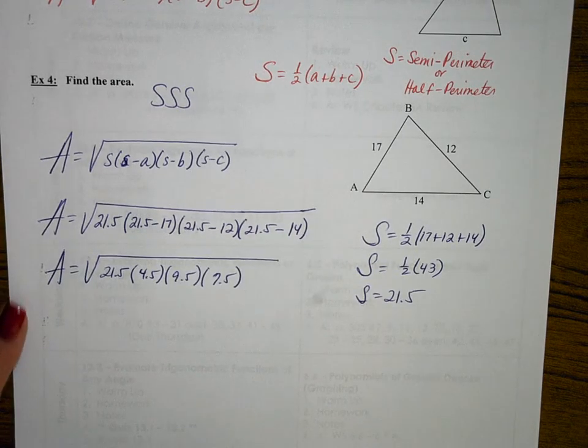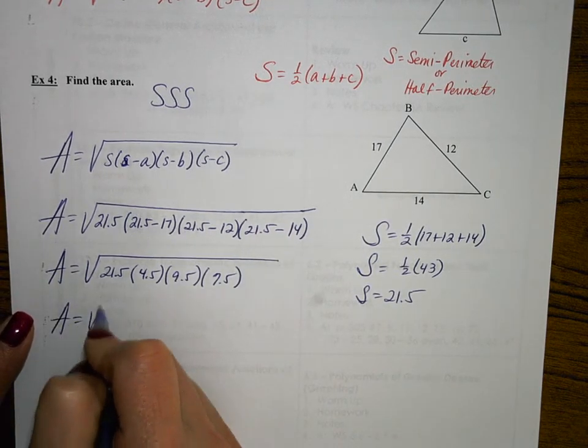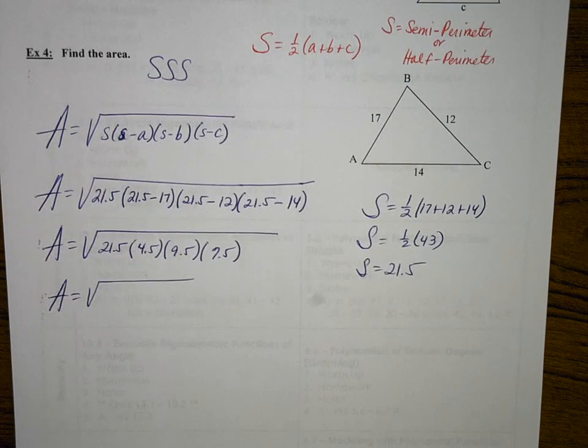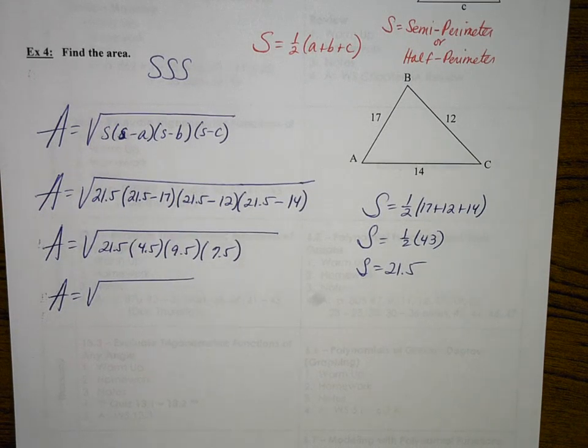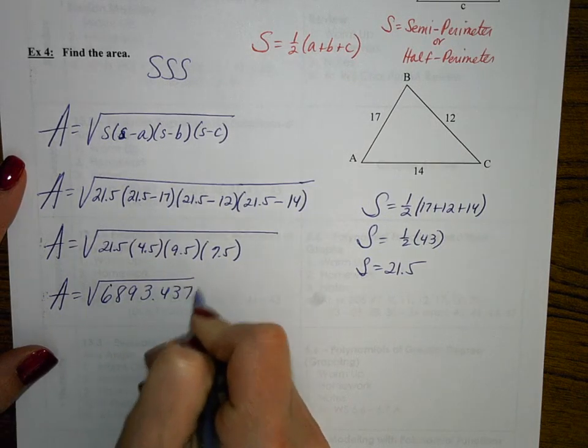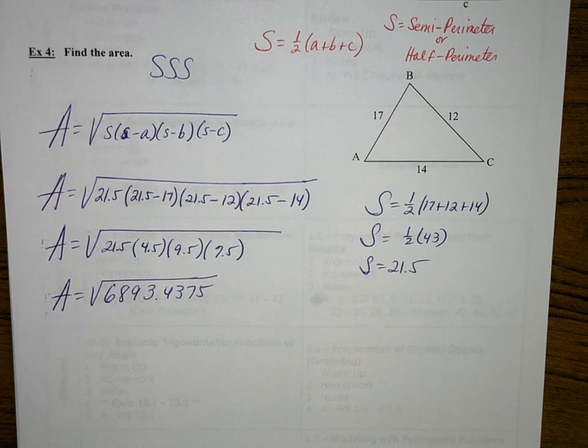All right, what do I get underneath that square root? Somebody got it? What do I get under that square root? What'd you get? 6,893.4375. I love it. Yep.